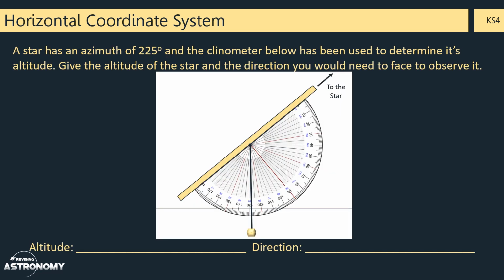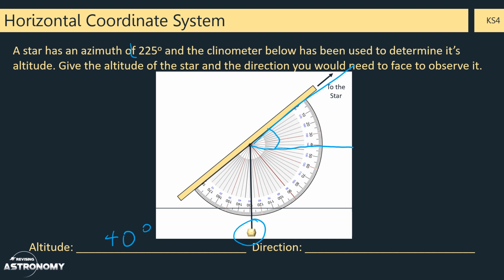And finally, we've got this question here with our clinometer. It tells us the star has an azimuth of 225 degrees and the clinometer below has been used to determine its altitude. Give the altitude of the star and the direction that you would need to face to observe it. Okay, so again, remembering we don't just use the bottom here, that's used to make sure it's level. We will determine its altitude by the degree from the horizontal. Obviously much better if you've got a ruler to go horizontally across there, but I can see that that's passing through 40 degrees. So this angle between the horizon and the star is 40 degrees, so my altitude is 40 degrees.